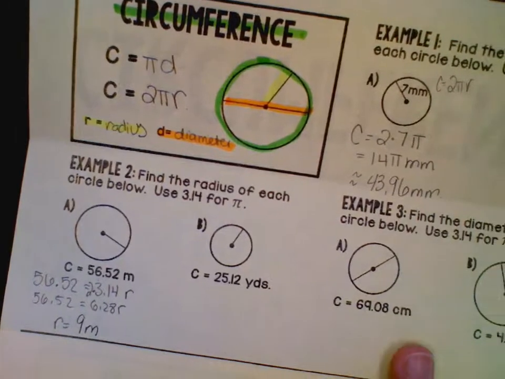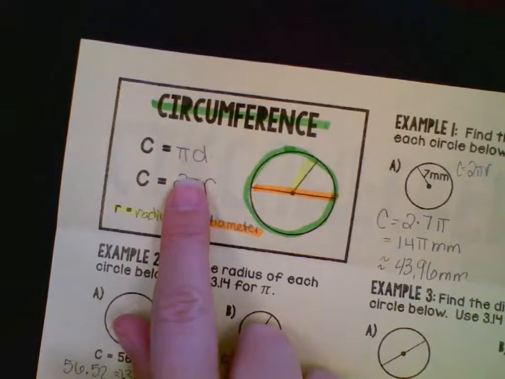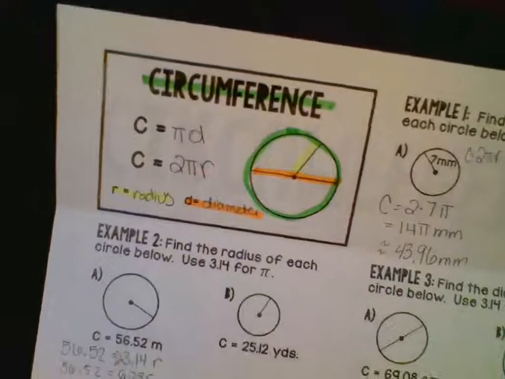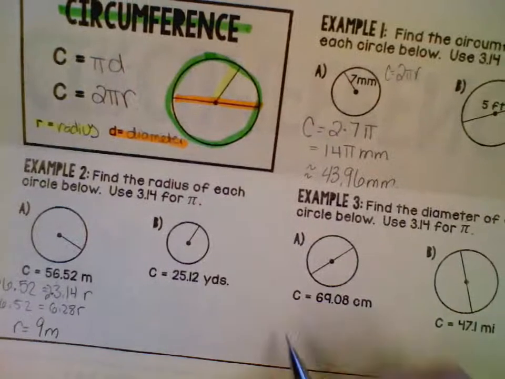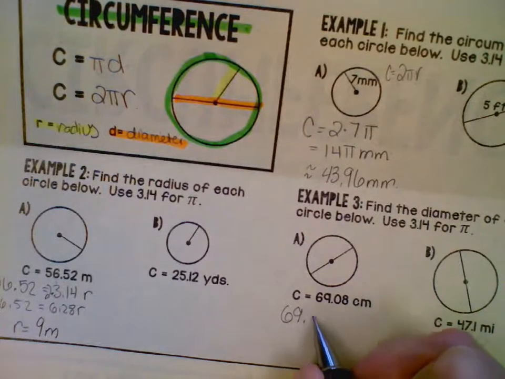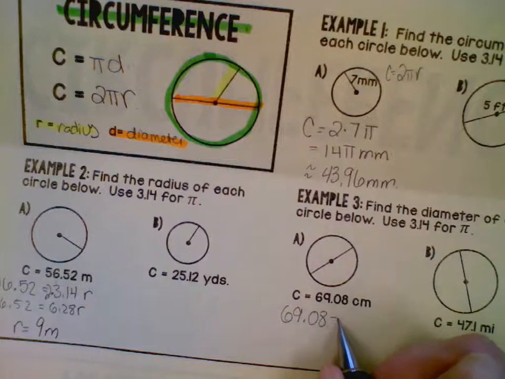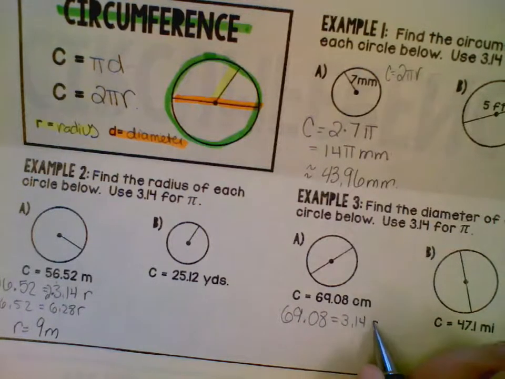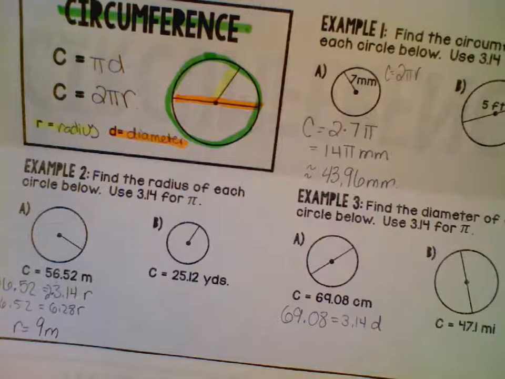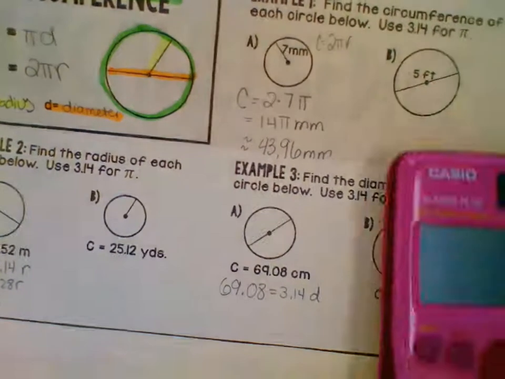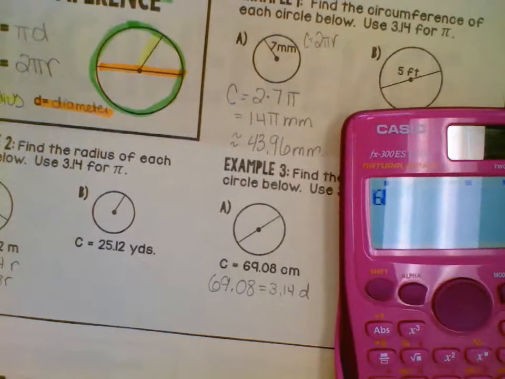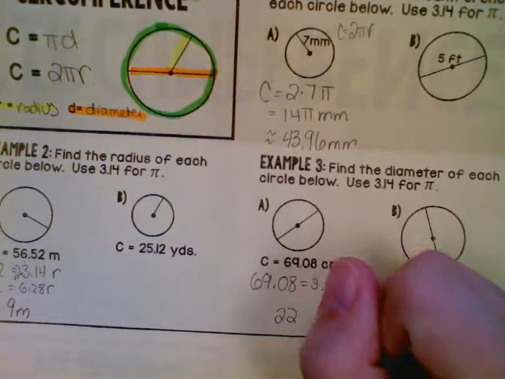For example 3, they're asking for the diameter. We would do the same thing, except I would use this formula instead. You could use the other one, you would just have to multiply your radius by 2. If we plug this in, it would be 69.08 equals 3.14 times the diameter. Finding the diameter is just a little bit less work. Then you just have to divide by 3.14. So 69.08 divided by 3.14 gives us a diameter of 22 centimeters.